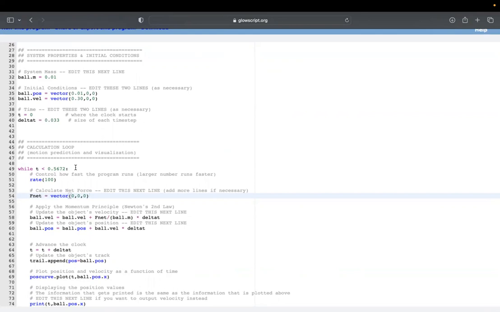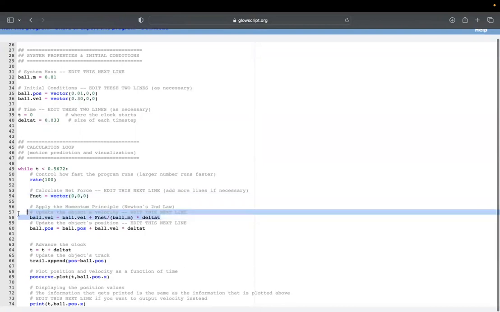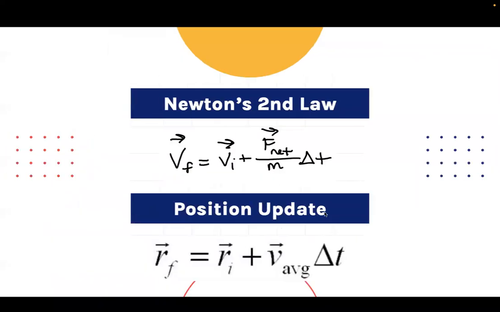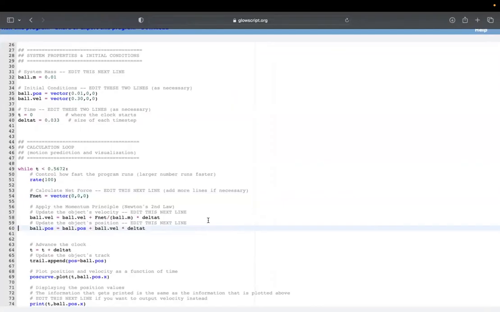that allows a constant loop under the assumption of no net interaction from the surroundings to predict a new velocity a short time later, and then use that to predict a new position. So this happens again and again within this Python loop. And we can see here that we can apply the formula for the final velocity of Newton's second law. And we can also find the marker position update through the position update formula.